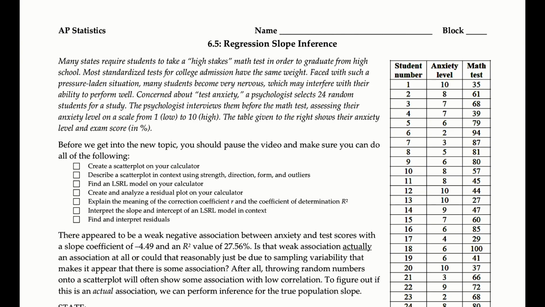Explain the meaning of the correlation coefficient and coefficient of determination. It's supposed to say correlation coefficient and coefficient of determination. Correlation coefficient is r, and coefficient of determination is r squared. Let me fix that really quickly. Correlation coefficient. Interpret slope and intercept of your model in context. And then finally, find and interpret residuals.